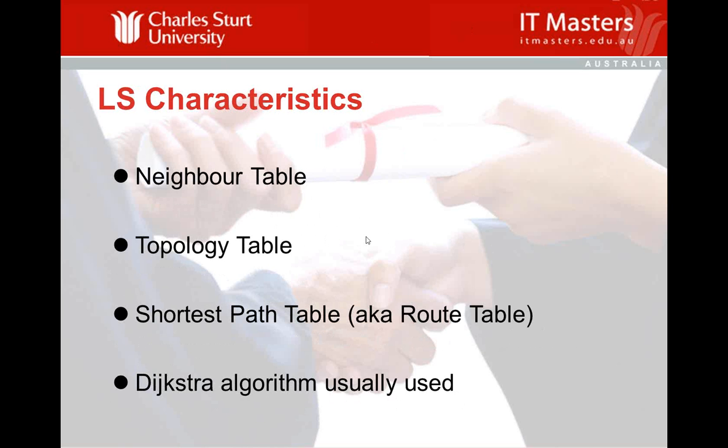Okay. So let's have a look at the link state characteristics. First of all, they keep a number of tables. They keep a neighbor table, so they have to keep a listing of how many neighbors they've got, how they're connected, and what updates are coming from those neighbors. From that it then builds a topology table, and we'll have a look at what that is shortly. But it's basically a map of what the network looks like in terms of the neighbor relationships. And it also has the shortest path table, otherwise known as the route table. In the case of link state, the Dijkstra algorithm is usually used for creating the routing table.